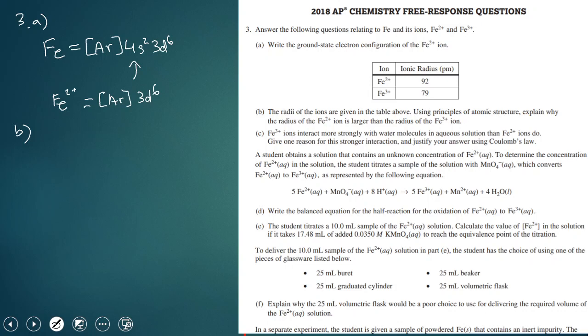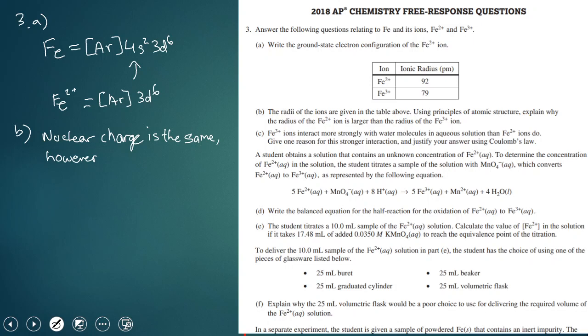Well, what we know is that the effective nuclear charge is the same for both. So I'm going to say that the nuclear charge is the same. However, one of the things that you notice is that Fe2+ versus Fe3+, the fundamental difference is the number of electrons. And so Fe2+ obviously has an extra electron.